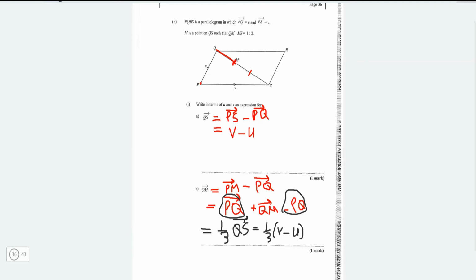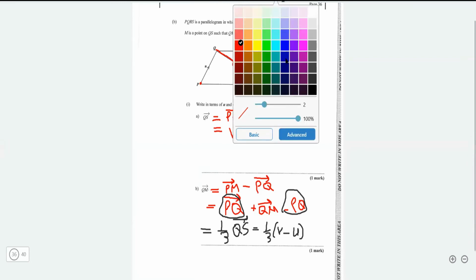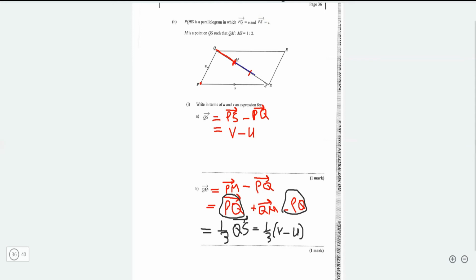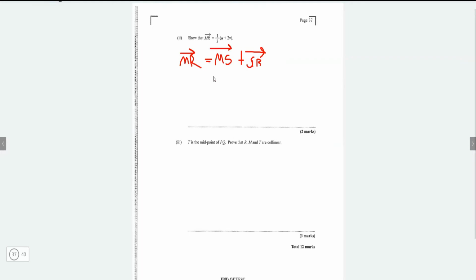I'm going to map out the journey on a line to show you how we're going to go from M to R. Let me change the color, maybe blue. We can go from here to here, and then from here to here. But MS is what? MS is 2/3 of QS. MS is going to be equal to 2/3 of QS. And then SR, to go from S to R, that's just plus U. SR is just the vector U.